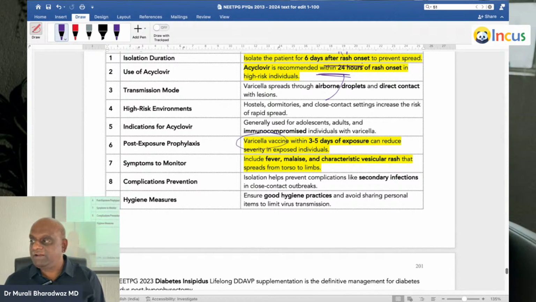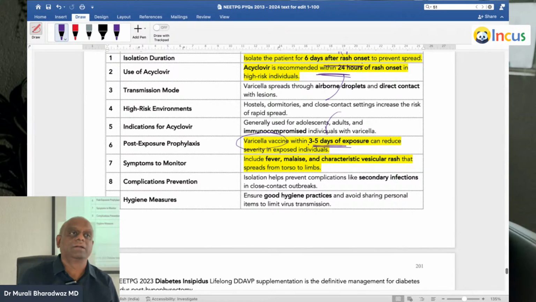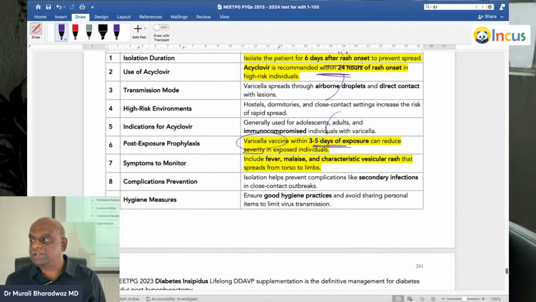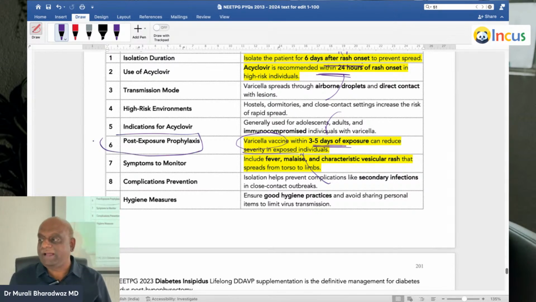And varicella vaccine within 3 to 5 days of exposure to somebody with chickenpox will reduce the severity in the exposed person. That is the post-exposure prophylaxis. For example, you are a medical student, you never got chickenpox in childhood. Suddenly you got exposure to a patient who has chickenpox. Then you can take a vaccine within 3 to 5 days of exposure.